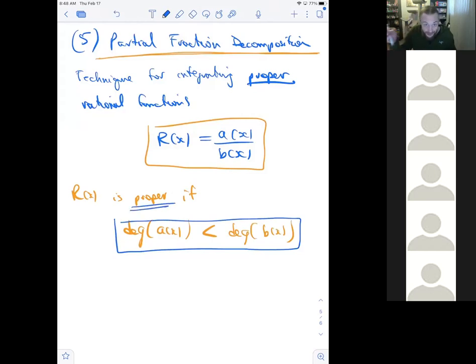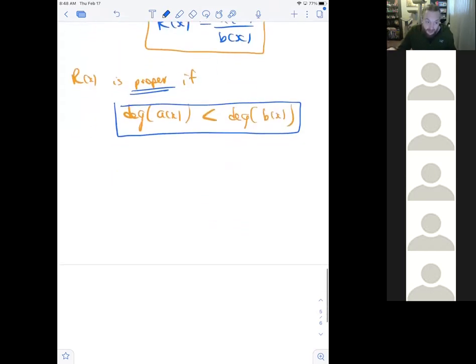So you want proper in the decomposition. Step one, when I do partial fraction decomposition, and in most of the books they've already done this because they don't want to talk about long division, but it has to be proper. If not proper, create proper using long division of polynomials.